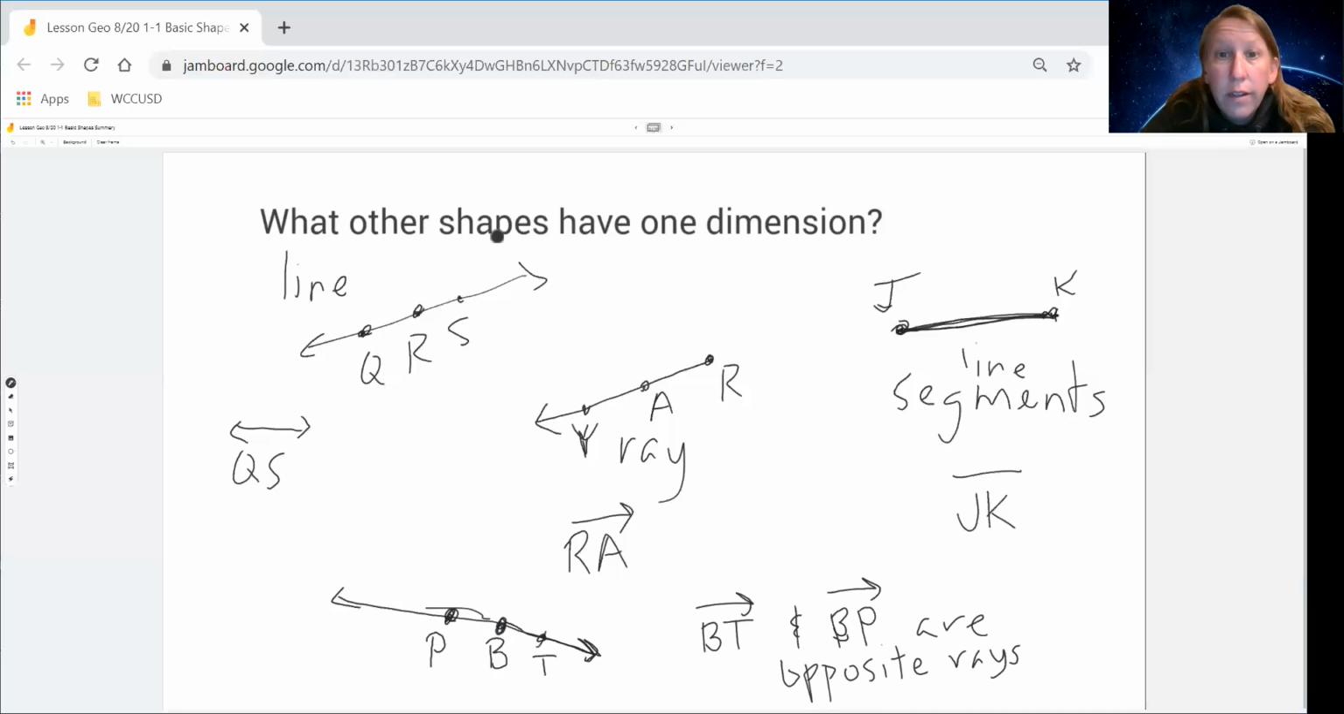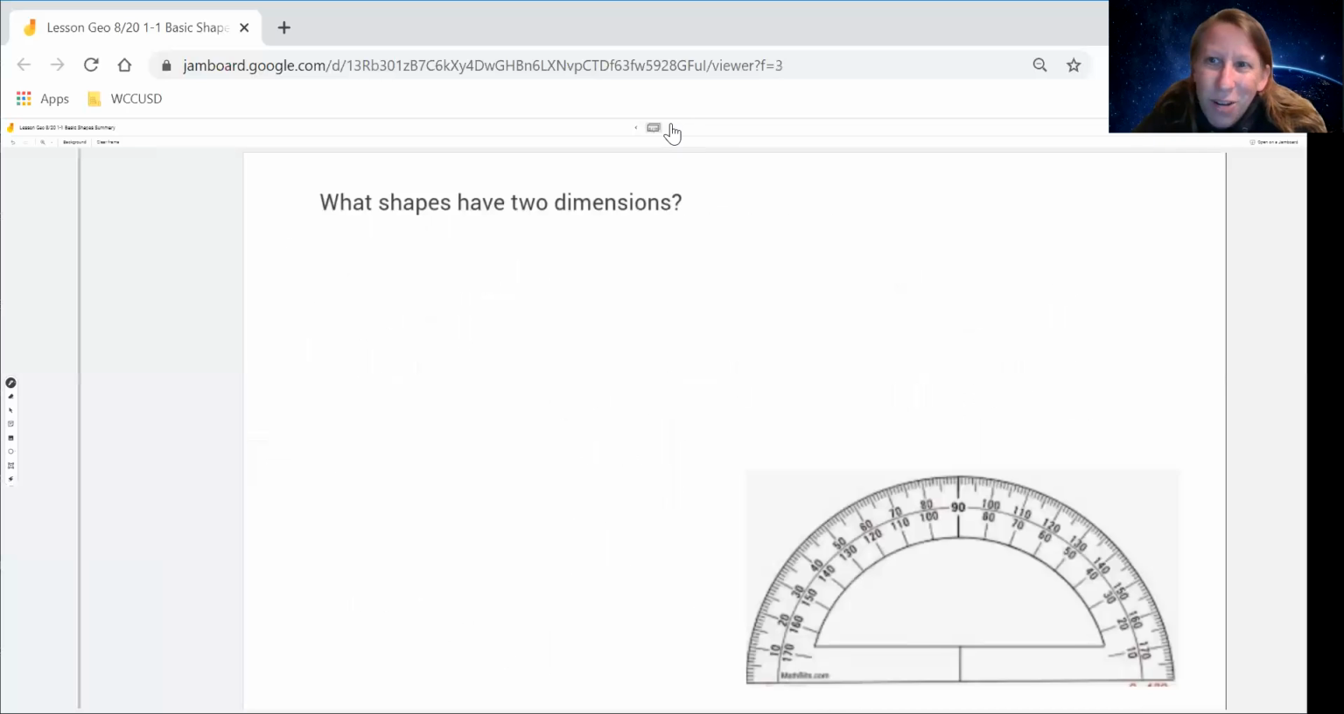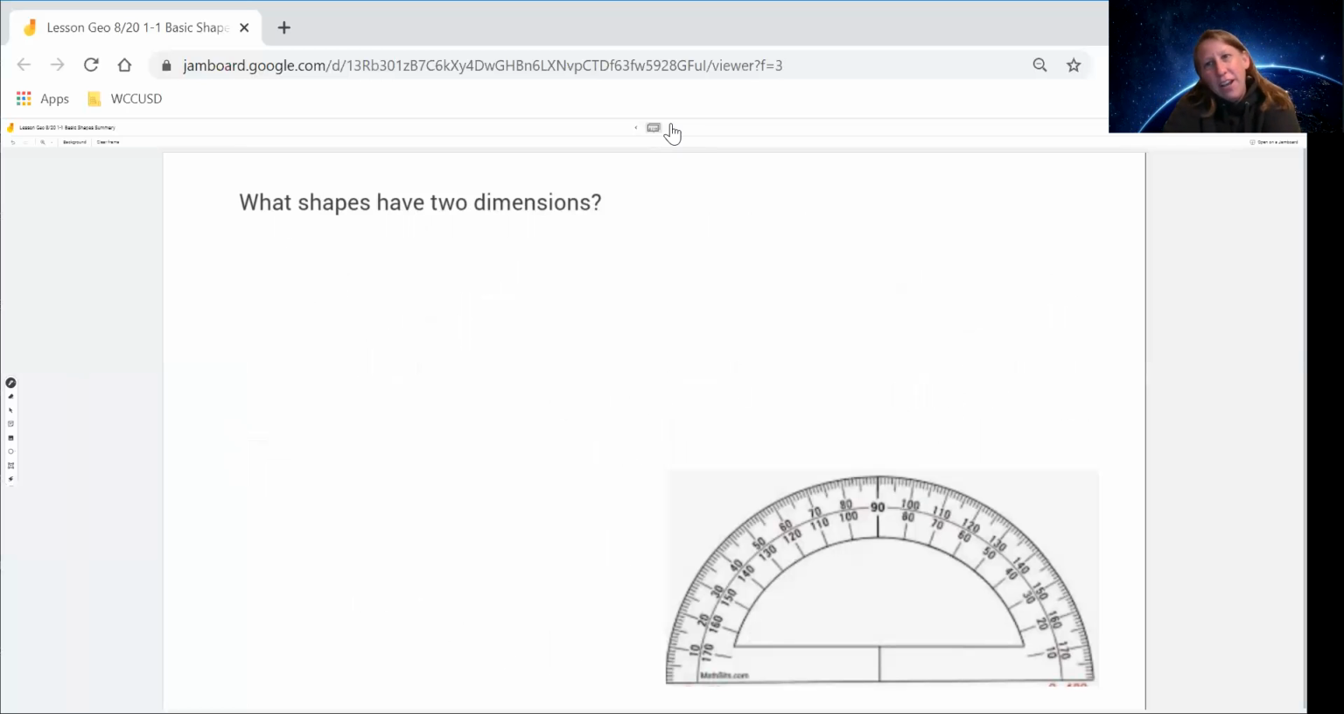Kind of fun, lots of vocabulary words because geometry is a language. All right, what shapes have two dimensions? They have both a length and a width. Okay, the first one we said was a plane. Usually we draw it like this parallelogram. We can put a capital letter in the corner like H. H is not a point, it's the name of the plane. So plane H.